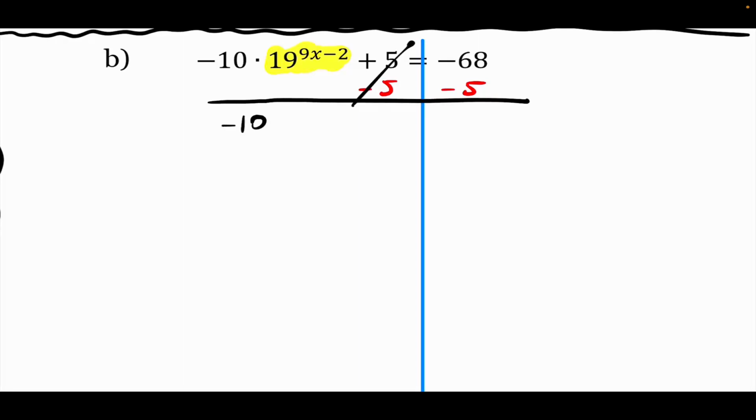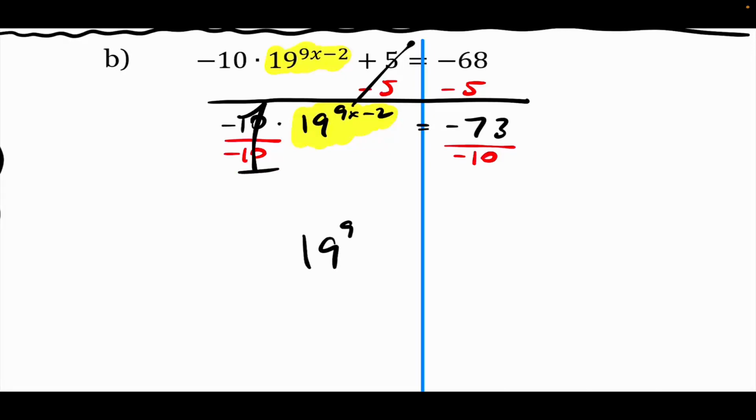So I get negative 10 times 19 to the 9x minus 2 equals negative 73. Divide by negative 10. Since negative 10 is being multiplied, I'm going to divide by negative 10. Negative divided by a negative makes a positive over a positive. That's why it's not negative anymore. It's positive 73 over 10.